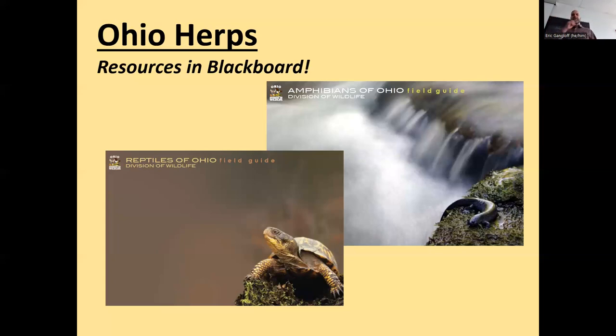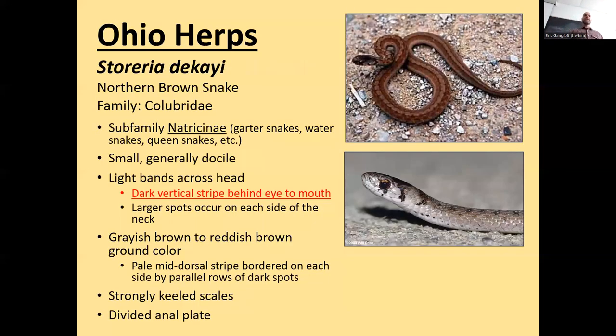So what I expect you to know about the species we're going to talk about is their Latin and common names, what family they're in, and then a bit about their natural history that we'll talk about here today. So I'm going to go through and just cover first and foremost the species we saw on our outings this past week. First, I'm going to start with reptiles and talk about the northern brown snake, Storeria dekayi.